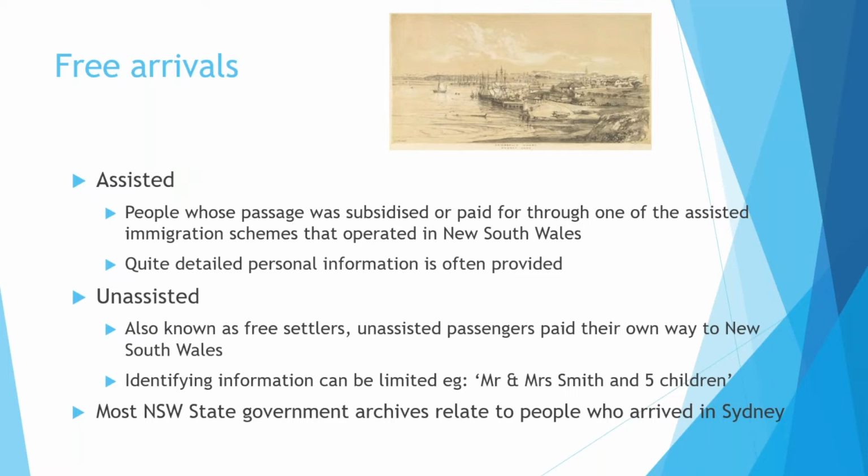We do have arrivals into Newcastle up to 1860, and of course for the assisted immigrants we've got Moreton Bay 1848 to 59 and Port Phillip 1839 to 51 before they separated.